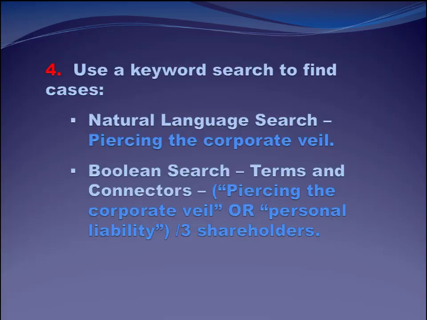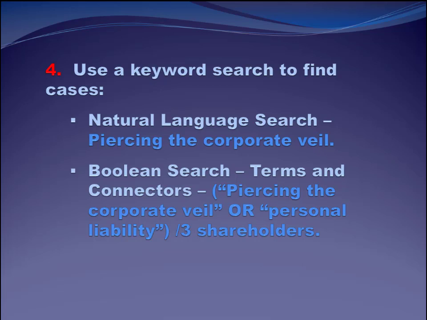And the last thing I could do is a keyword search in Lexis or Westlaw. Either natural language, just put in piercing the corporate veil, we'll stay with that example, or I can do a Boolean search, and we'll talk about Boolean searching towards the end of the semester. But just for now, if I put it in quotes, piercing the corporate veil, it's just going to search for that exact phrase as opposed to searching for each of the words individually anywhere in the decision. Or I could say something like the phrase personal liability within 3 words of shareholders.